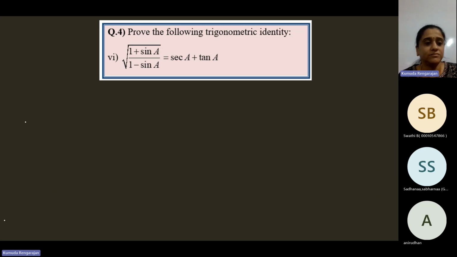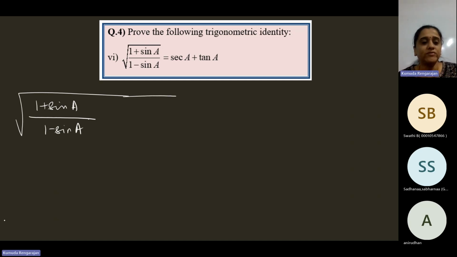Square root of 1 plus sin A by 1 minus sin A. So to get rid of the square root, like in 9th standard, to rationalize the denominator, we used to multiply and divide by the conjugate. So here also do that same thing. What's the denominator? 1 minus sin A. So multiply and divide by 1 plus sin A. Under the square root only you should do that.